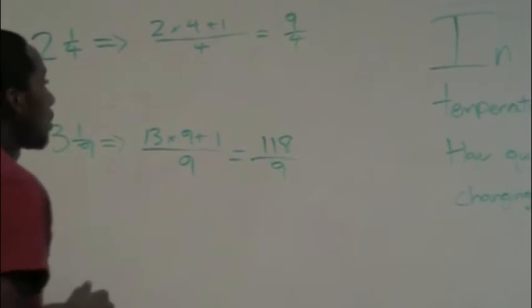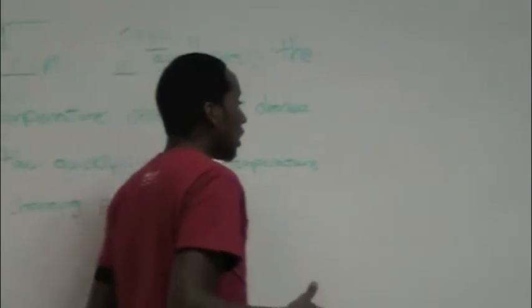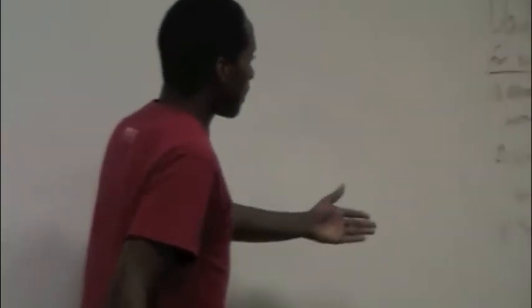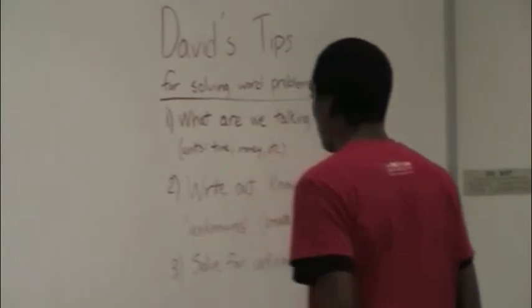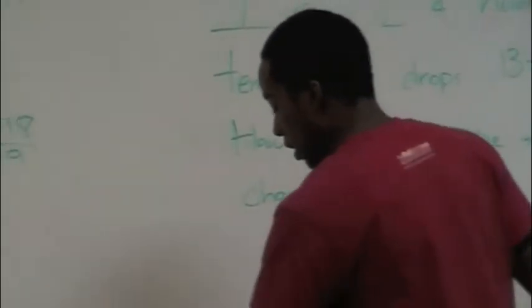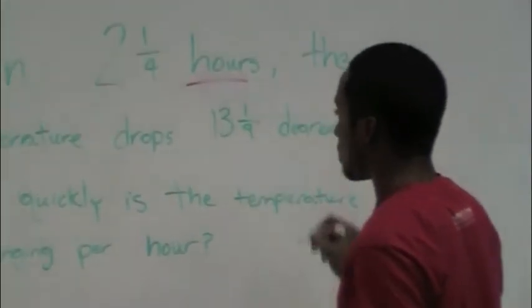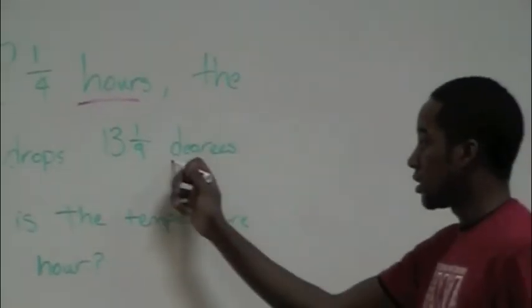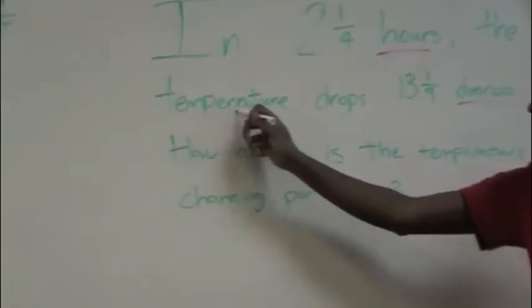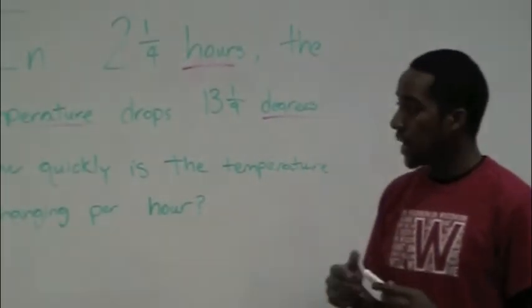Okay, so we have our numbers now, and the next step, as a frame of reference, we can look at the tips I created, David's tips for solving word problems. Now we need to figure out what we're talking about. In this problem, the most important things to notice is that we're talking about hours, which is time, and then we're talking about degrees and or temperature. Temperature and degrees are the same thing. Hours is kind of by itself.